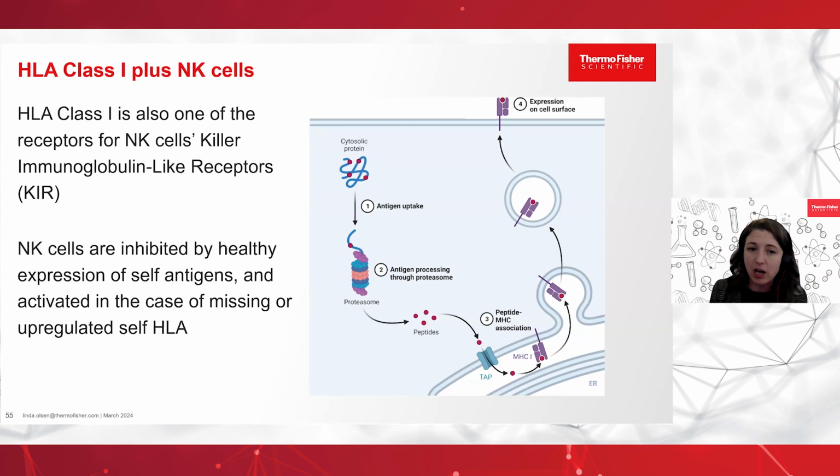So NK cells are inhibited by healthy expression of self antigens and are activated in the case of missing or upregulated self HLA. So, in cases where maybe a cancer cell has reduced or eliminated expression of HLA, they would notice that and try to attack it. Maybe if a cell is expressing foreign HLA but not self HLA, it might attack it. Or maybe if a cell is inflamed and is expressing too much of its own HLA. But that is a way that NK cells can be activated without having the specificity of receptors that happen with T cell receptors and B cell receptors.